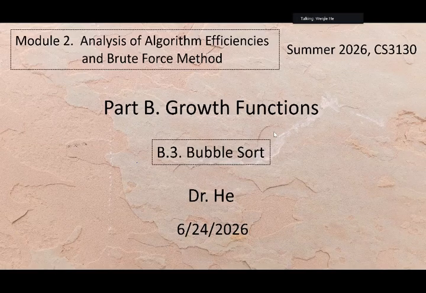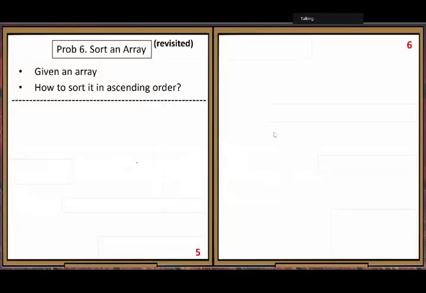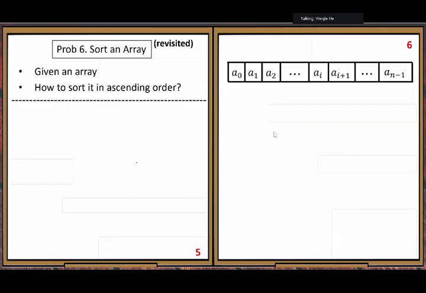So let's study our second sort. The first sort was selection sort, the second sort is bubble sort. This time, we understand the same old sort problem, but we use a different view to understand. We look at the same problem with a different view and see if we can get a different solution.